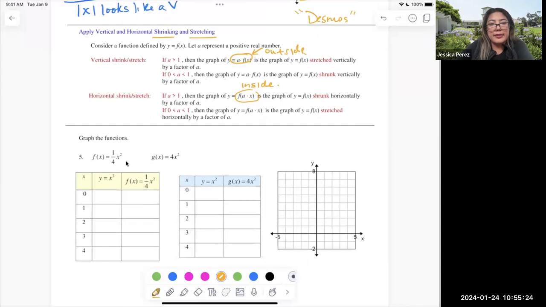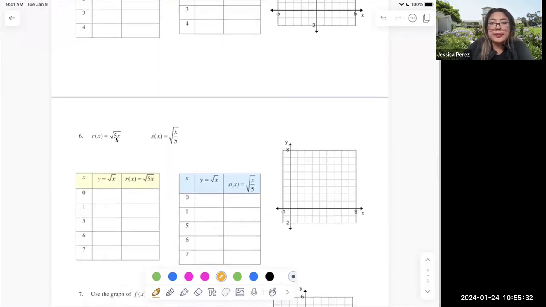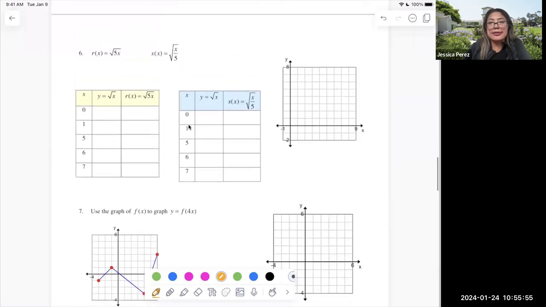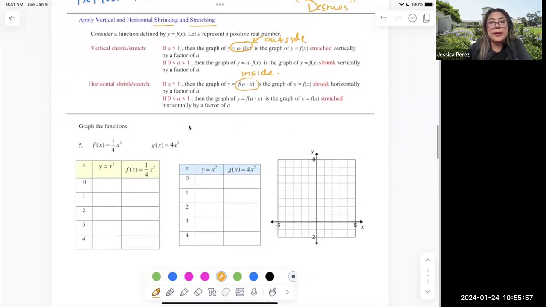So for example, number 5, 1/4 and the 4, they're both on the outside, so they're going to be vertical shrinks or stretches. And then number 6, because the 5 is on the inside and the 1/5 is on the inside, we're going to have horizontal stretches. So just identifying that. See how this is the original f, and then the 4 of x is going to do something to these values because the 4 is on the inside. We know it's going to be a horizontal type of stretch. Okay, so just identifying what we're going to be doing is very important. So as of now, we're going to start working on these problems.